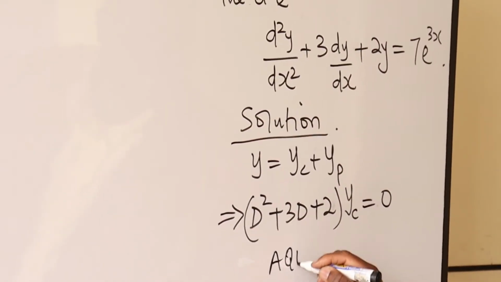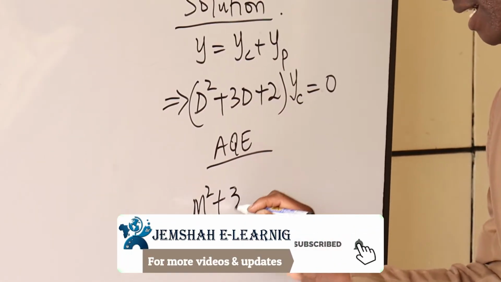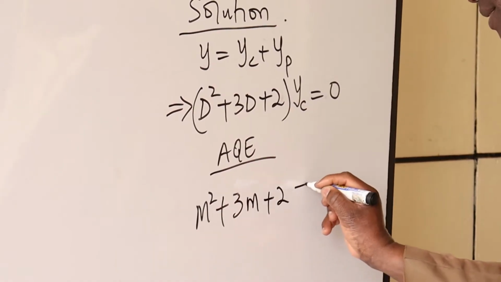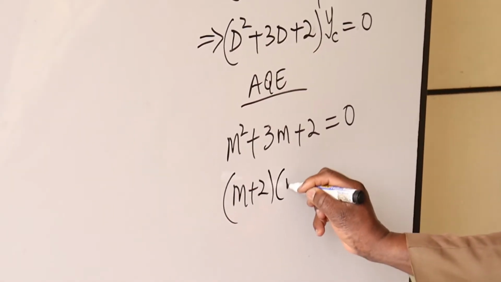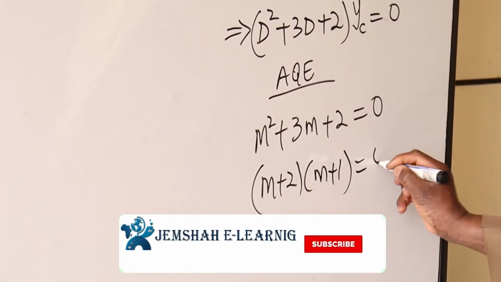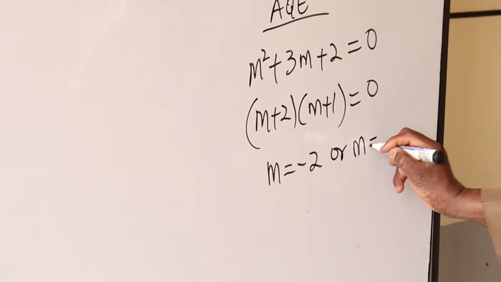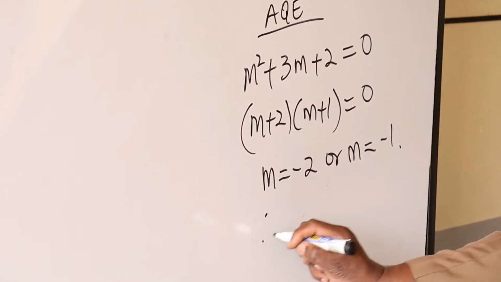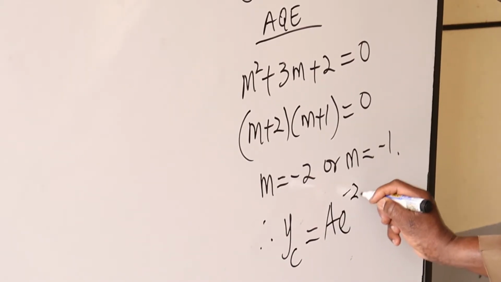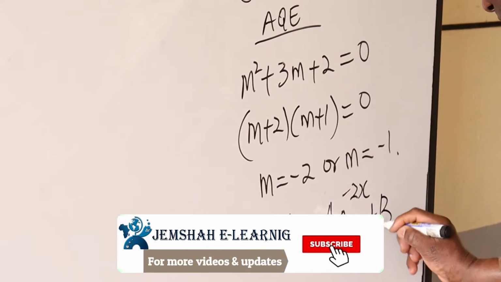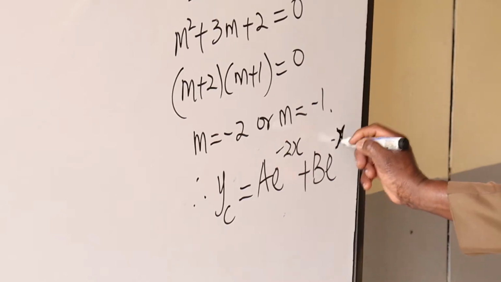Auxiliary quadratic equation: m squared plus 3m plus 2 is equal to 0. This is (m plus 2)(m plus 1) is equal to 0. So m is equal to negative 2 or m is equal to negative 1. Therefore, our yc is a exponential negative 2x plus b exponential negative x.